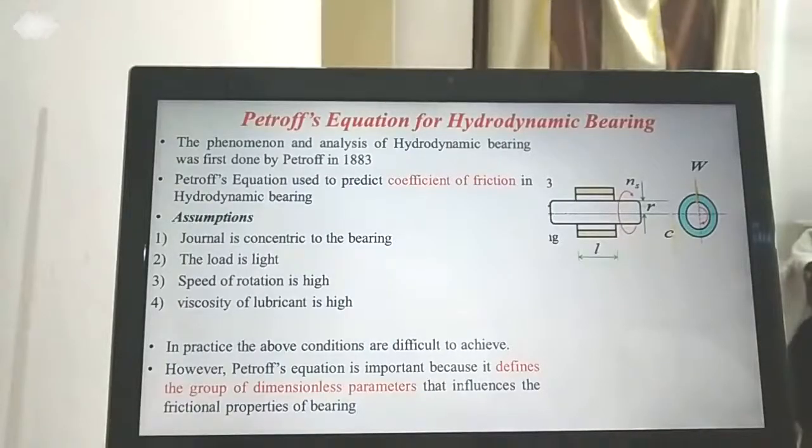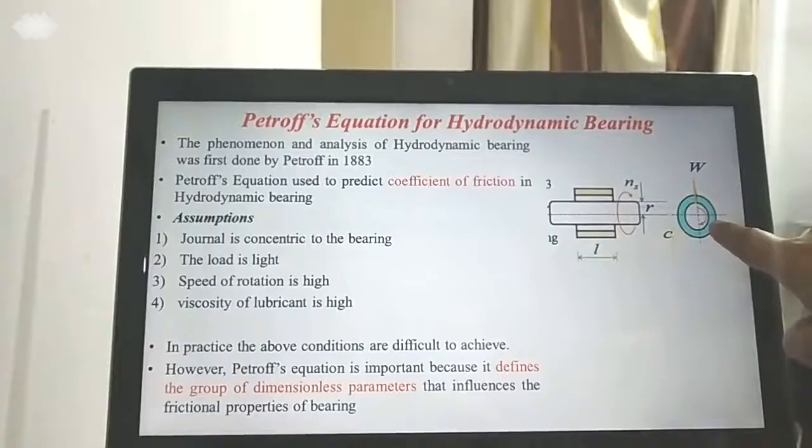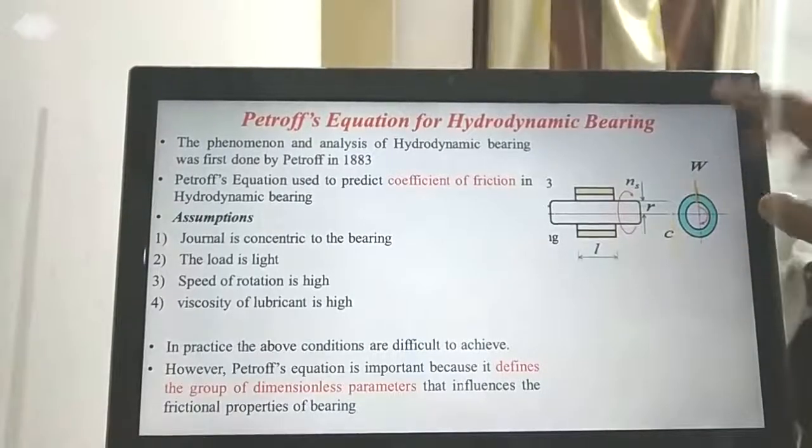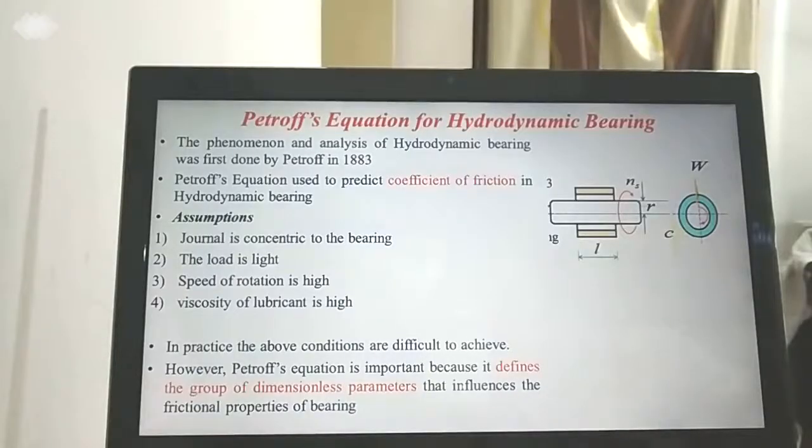So again we'll revise the assumptions. First, the journal and bearing are concentric with each other. Then the load is light, that is W is very small. Then the speed of rotation is very high. Then the viscosity of the lubricant is high. But we know that in practice it is very difficult to achieve such conditions, that the load is always light and the speed is high.